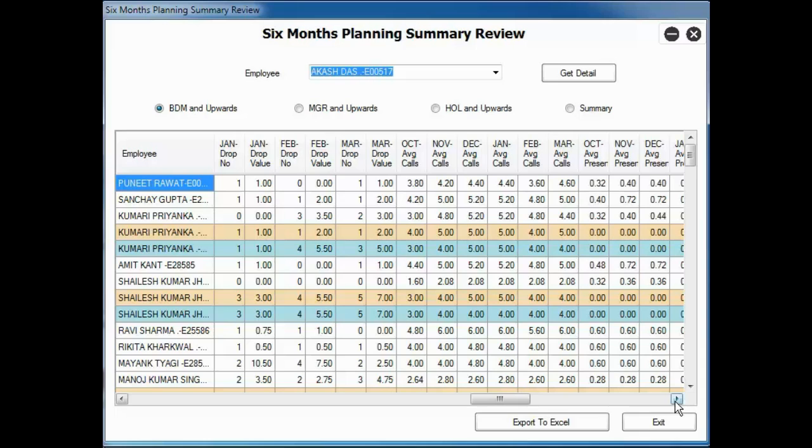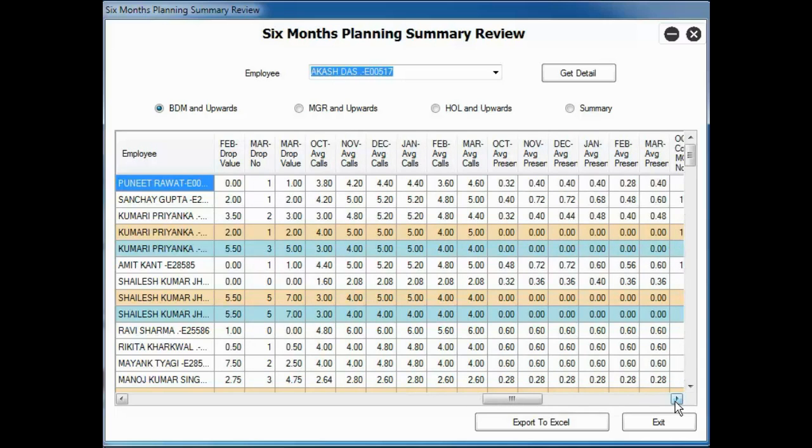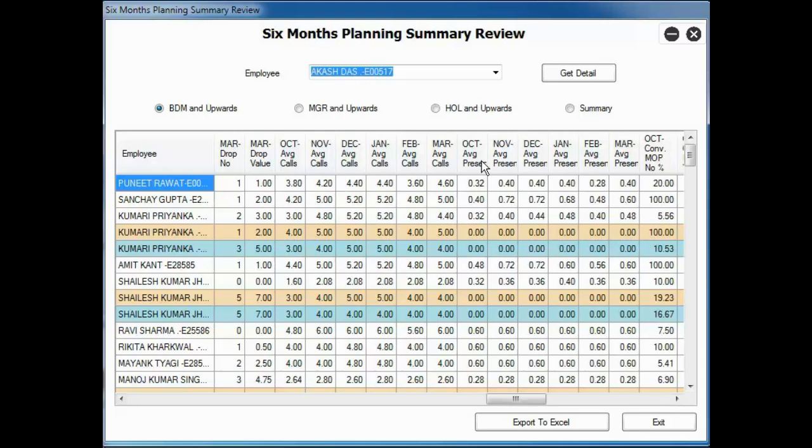Please also note that if a person is doing consistently well, you can study the case of that person, see what are the best practices that this person is using and share those best practices to improve the values of your team, the rest of the team or people who are not doing so well. Just as we've got average for calls, we also have average for presentations. So the number of presentations that person is going to do, the average for that is also present here.